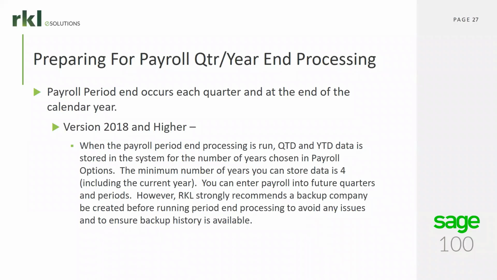So in the new payroll, the history is not purged, and the minimum number of years that you can store is 4 years, including the current year. So you can then enter payroll into future quarters and periods. However, we still strongly recommend that you make a backup company before running any period end processing.